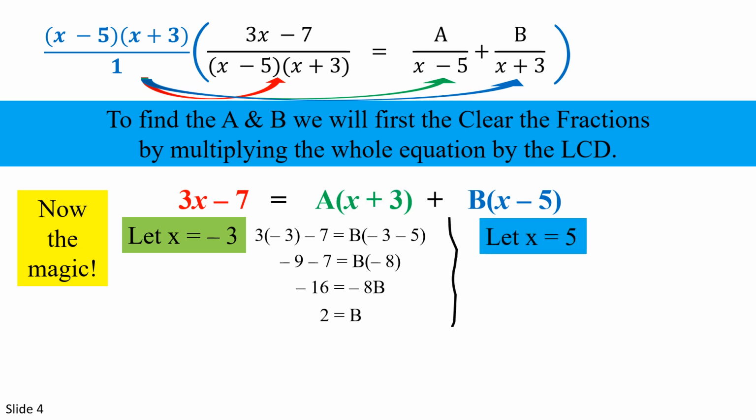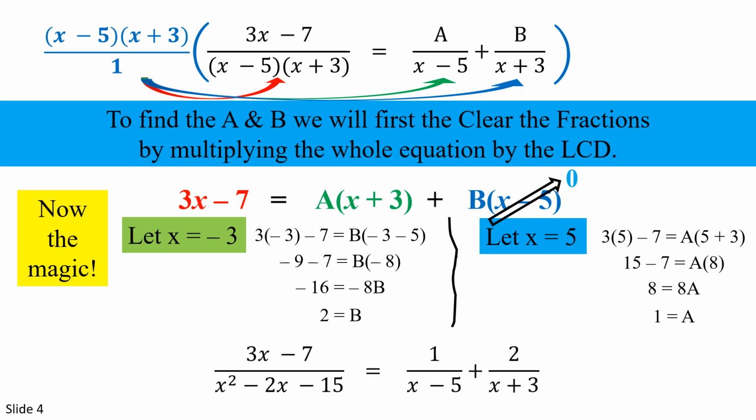And we do it again for the other. We'll let x equal 5. We plug in a 5. Oh, the x minus 5 turns into 0. So the B is no longer a factor. So when we plug 5 in for the x's that are left, we get 3 times 5 minus 7 on the left, and on the right, A times 5 plus 3. So 15 minus 7 is 8, and 8 equals 8A, or A is 1.